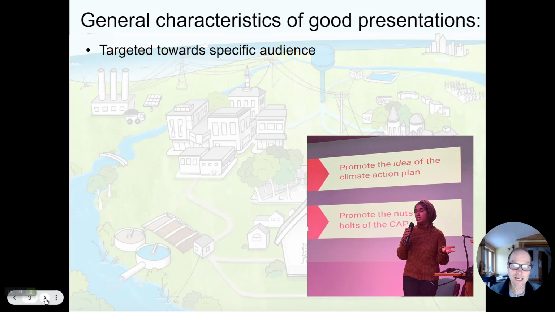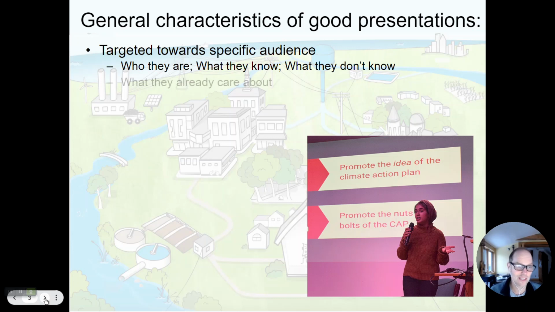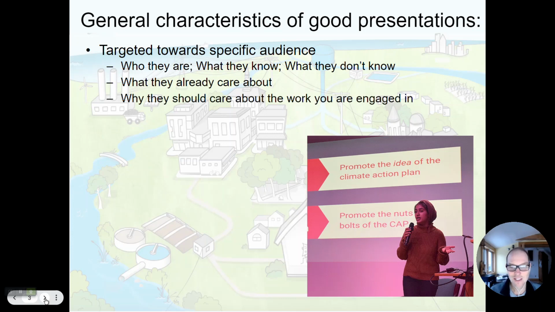And the general characteristics of good presentations are first and foremost that they're targeted towards a specific audience. So what you want to know as you prepare for a presentation is who your audience is, what they already know, what they don't yet know, what they already care about, and why they should care about the work you are engaging in. So you want to think about those very carefully as you build your presentation.